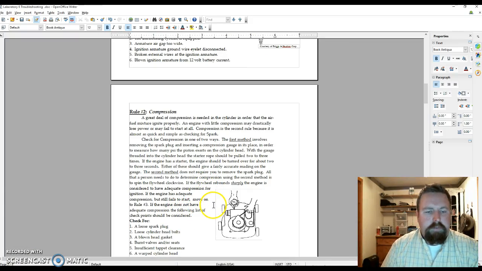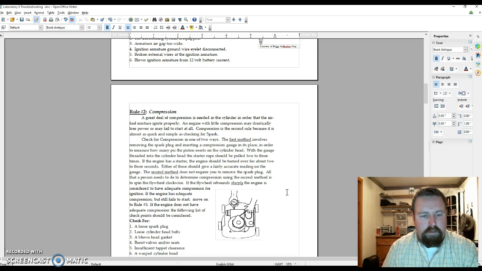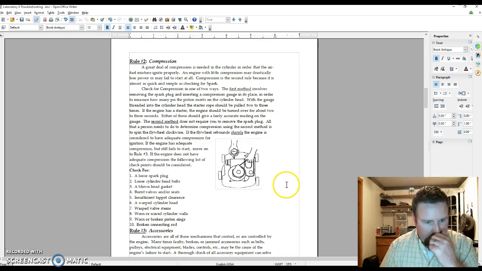One of the reasons that you might have insufficient compression is that the spark plug might not have been in tightly. You could have a blown head gasket, or you could have piston rings that are beginning to fail. Multiple different reasons of why you could have poor compression. But it is a quick, easy thing that you can do to troubleshoot your engine, is go ahead and check that compression. So let's move on down here.